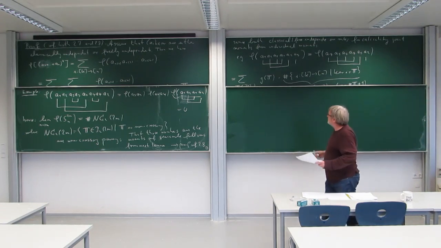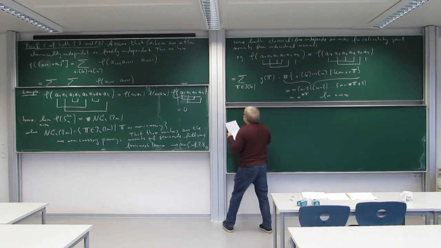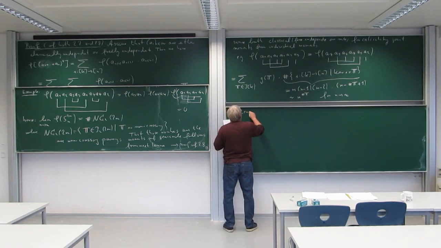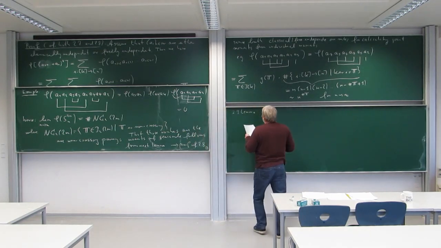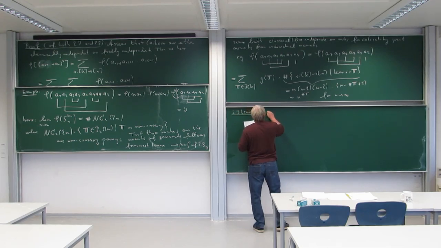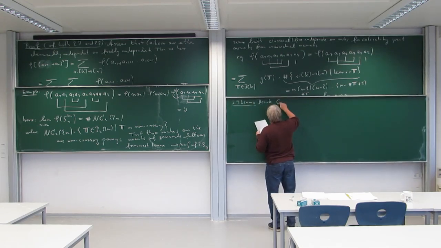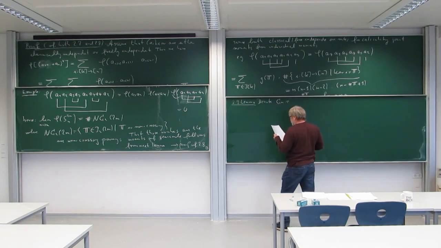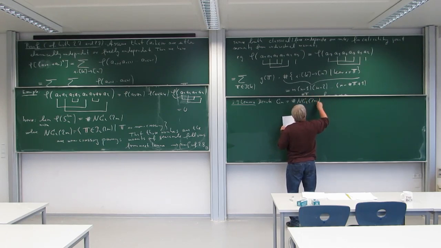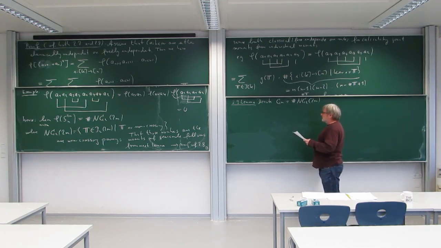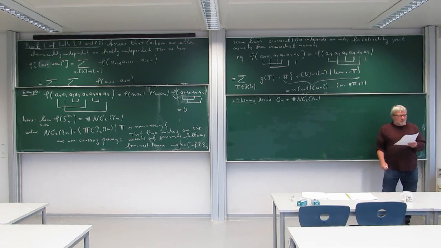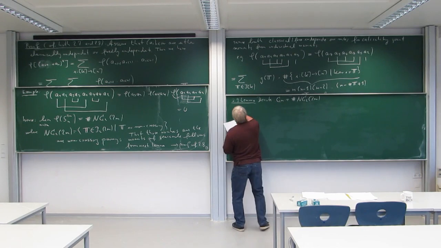Okay, so let's go a little bit more into trying to understand these numbers. Let me denote them by C_n. Our definition of C_n at the moment is the number of non-crossing pairings of 2n elements. And the question is, what are those numbers? Can we say anything interesting about them? The first, and maybe the most interesting thing we can say, is a recursion. Those numbers satisfy some recursion.